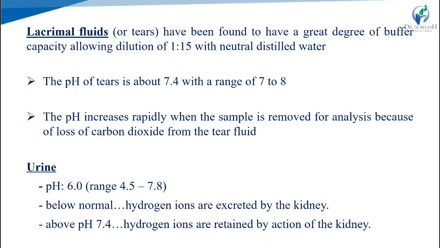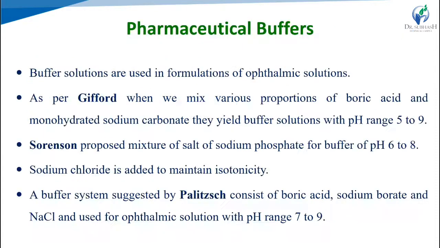Similarly in urine. The pH of normal urine for adults is around 6, with a range of 4.5 to 7.8. When the pH of urine changes, if it is below normal values, hydrogen ions are excreted by the kidney. And if the pH is above 7.4, hydrogen ions are retained by the action of the kidney. So that maintains the buffer system in the biological part: the blood, lacrimal fluid and urine.